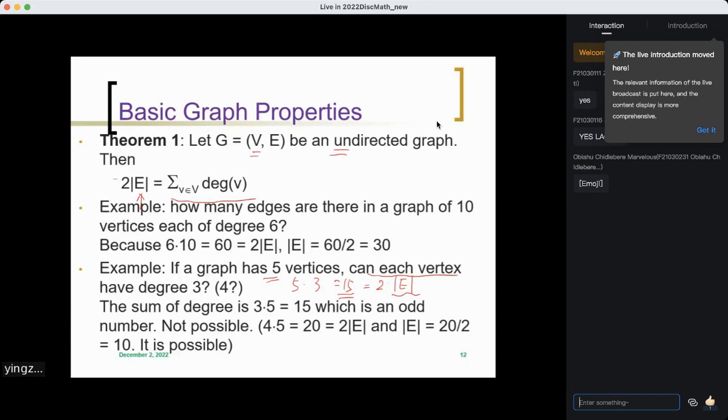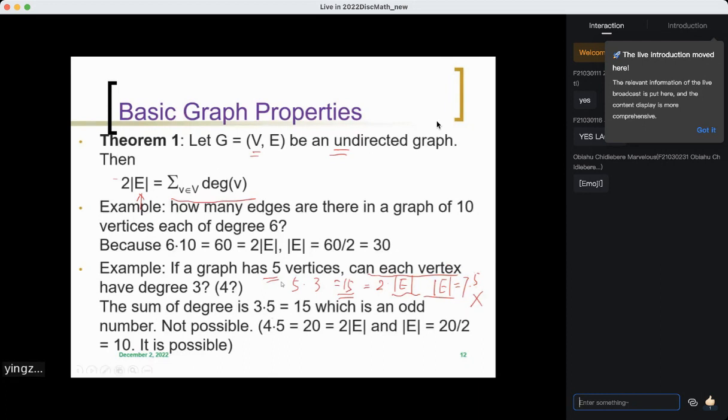But now we find it is just an odd number. It is 15. So from the rules, the number of edges would be 7.5, and 7.5 is not right, because it's not an integer.